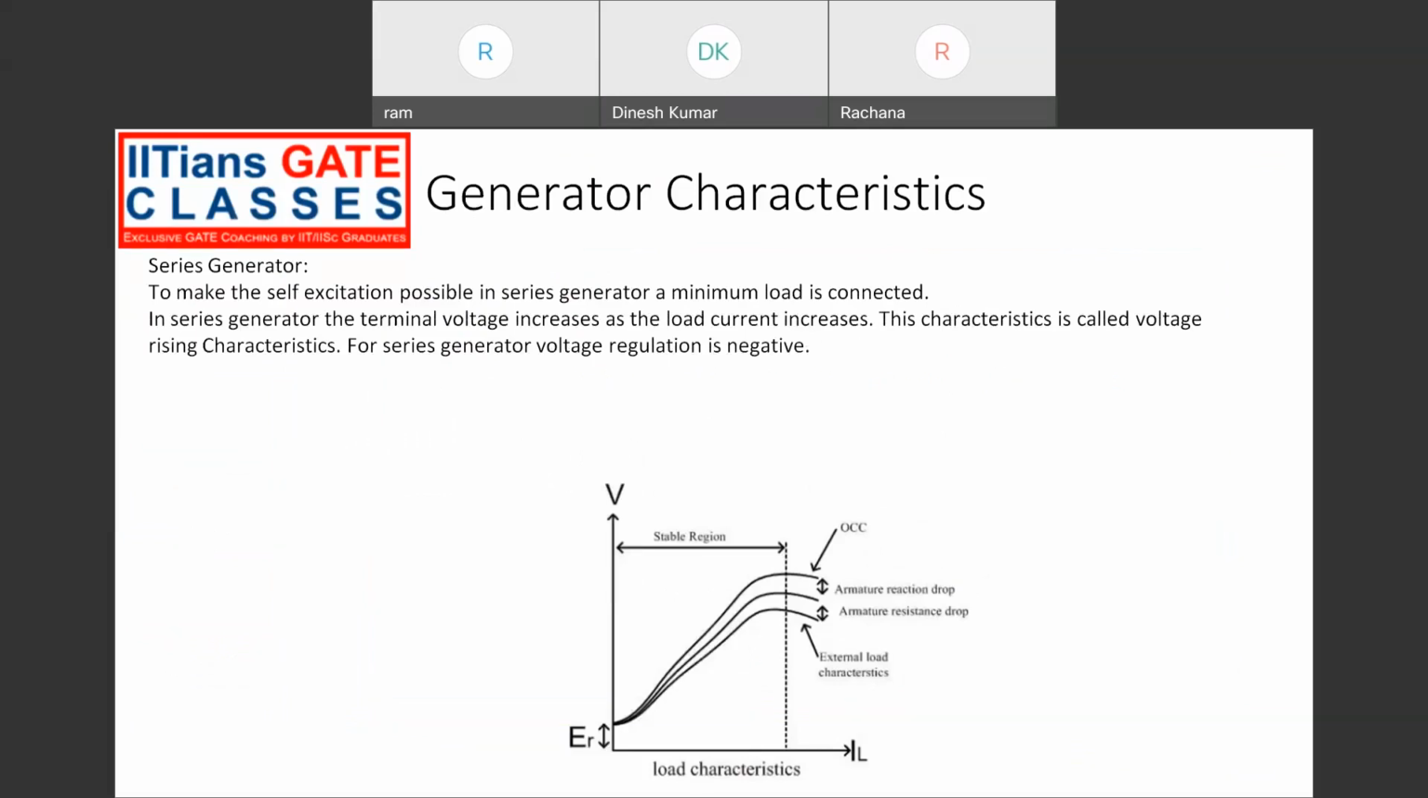For a series generator, voltage regulation is negative because, as we saw earlier, the formula for voltage regulation is E minus V by V. So as the load increases, V is increasing, because of which voltage regulation becomes negative.